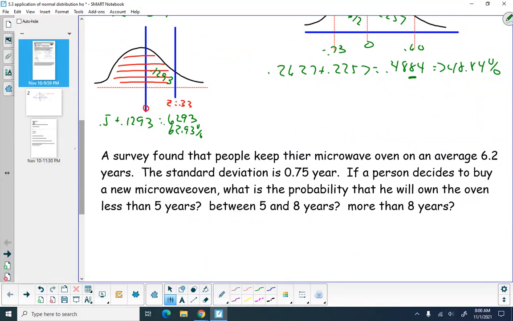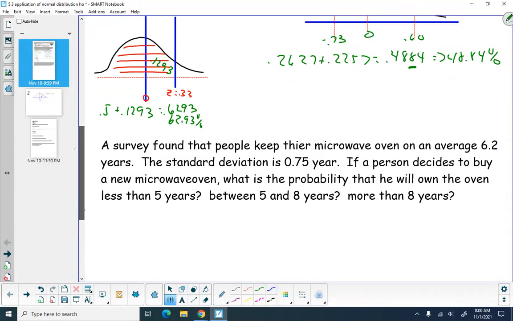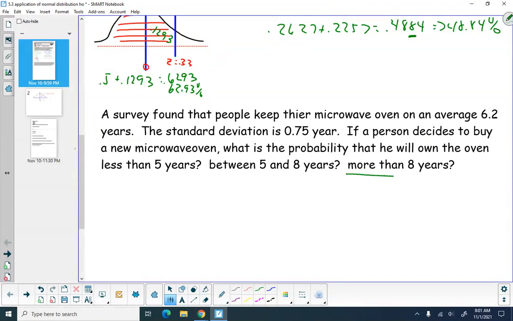A survey found that people keep their microwave on an average of 6.2 years, standard deviation 0.75 years. A person decides to buy a new microwave. What's the probability that they will own the oven less than 5 years, between 5 and 8? We're going to just do the last one here. We're going to deal with the more than 8 years.